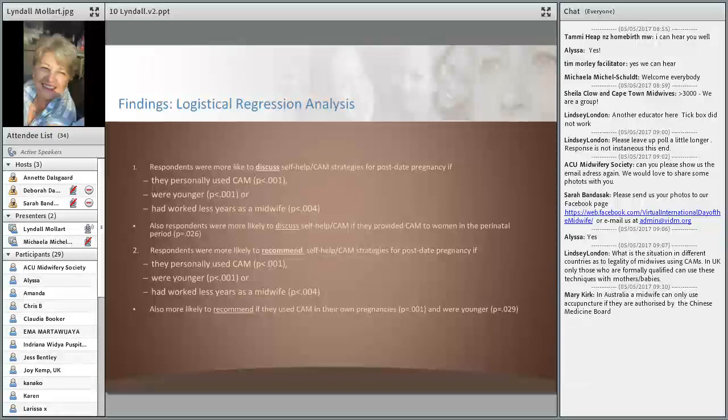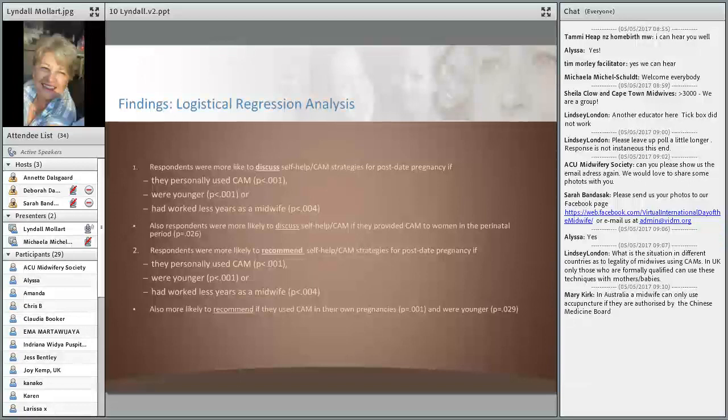So we did some logistic regression to look at the characteristics of a midwife who does recommend or discuss self-help and complementary therapies for post-date pregnancy. What we were able to find was that respondents were more likely to discuss the options for post-date pregnancy if they personally used TAM, were younger, or had worked fewer years as a midwife. Also, they were more likely to discuss it if they provided TAM to women in the perinatal period.